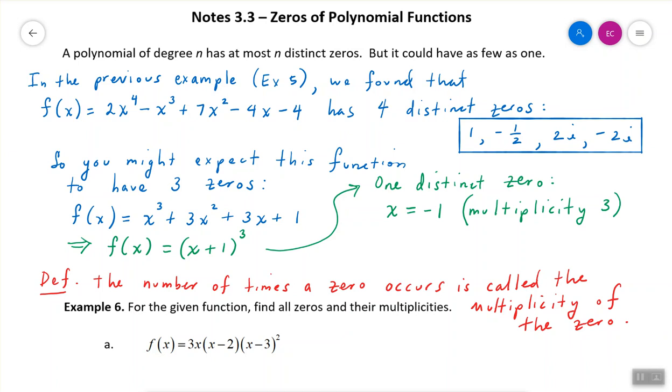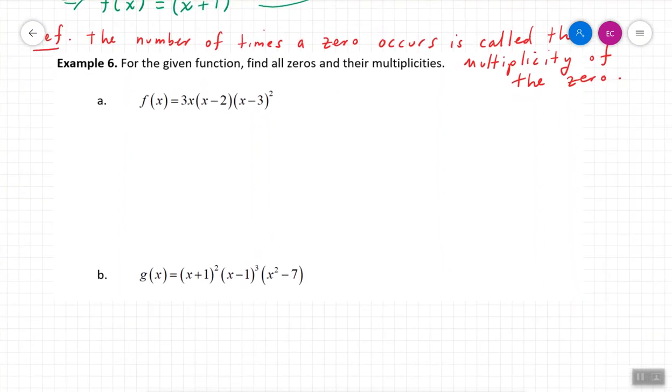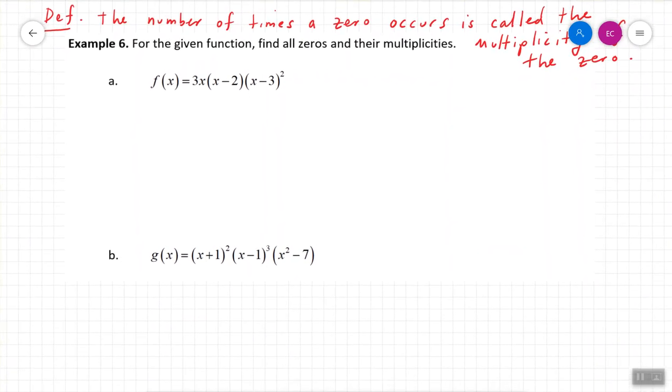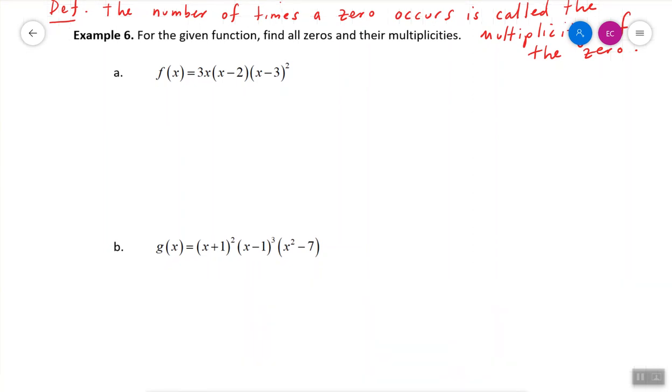Let's work some examples. Let's go to example 6. And let's find the zeros and their multiplicities. These problems are a little bit easier than the previous videos. Can you see why? In these examples, the functions are already factored for us. So that's a big help. So we'll list out the zeros and their multiplicities.